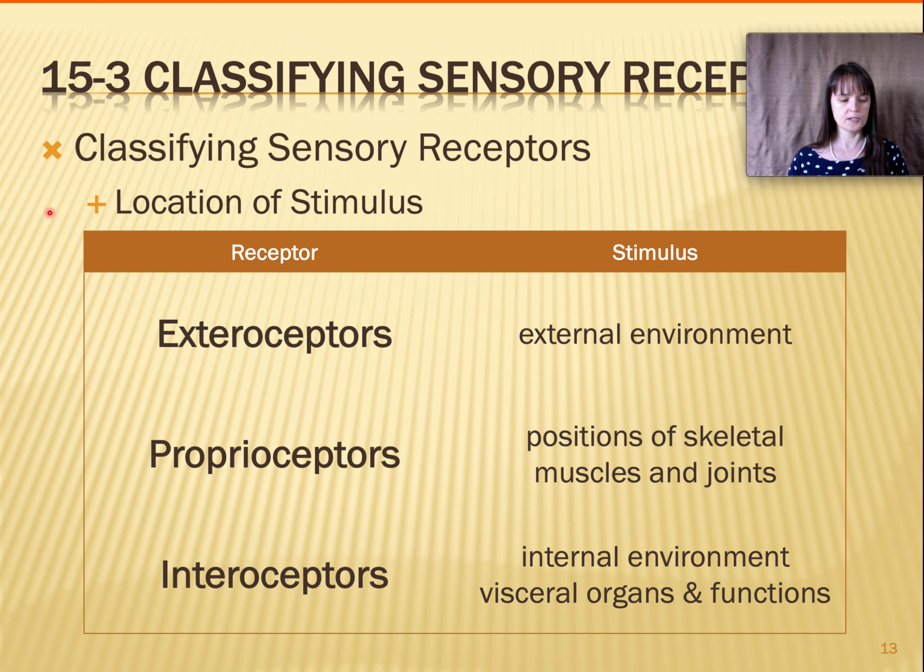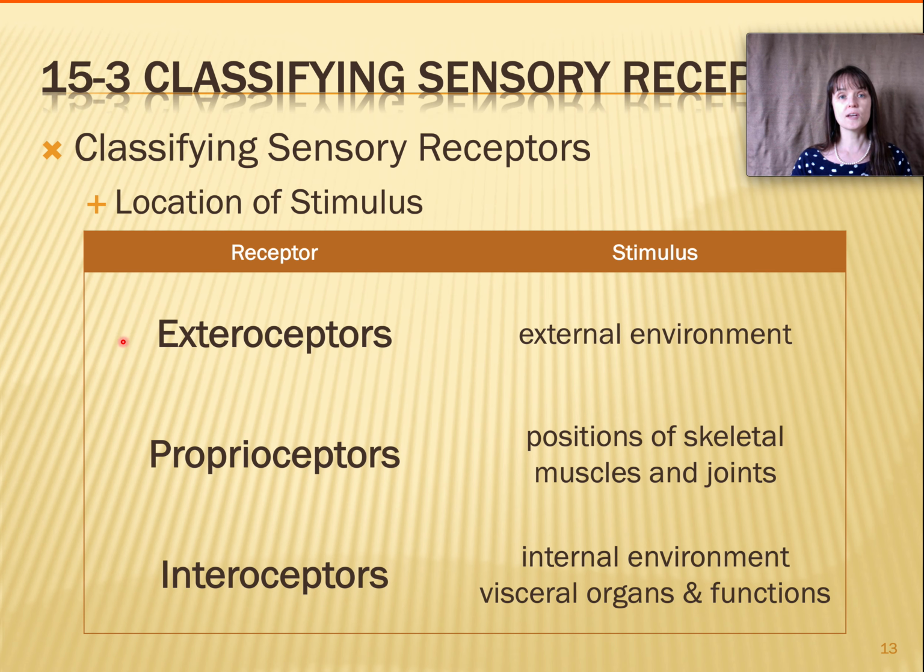But we have two different charts on page 4. One classifies these sensory receptors based on the location of the stimulus, and the next chart will classify according to the type of stimulus. So according to the location of the stimulus, we have exteroceptor, proprioceptor, and interoceptor.